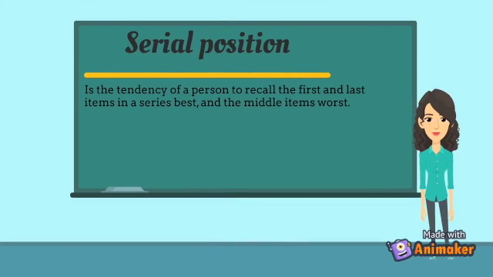Lastly, the serial position. The serial position is the tendency of a person to recall the first and last items in a series best and middle items worst. For example, immediately after a presentation of a 9-item word list, individuals with normal memory ability might recall about 70% of the first 3 words, 60% of the last 3 words, but only 40% of the middle 3 words. This is an example of the serial position effect.